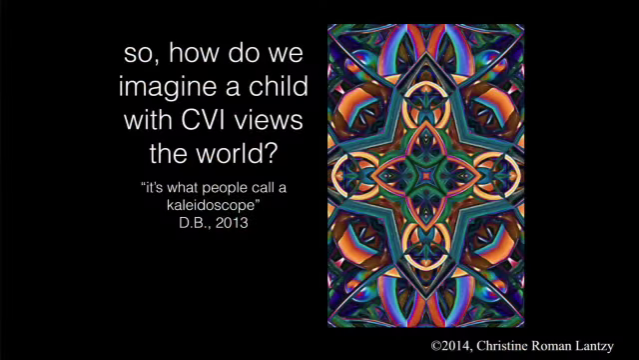So, you see a picture of a kaleidoscope here, and I have this image because I think most of us have often wondered, how does a child with CVI view the world? How do they see? And I have a quote here from a person I met in 2013, an adult who was born with CVI, and she says, it's what people call a kaleidoscope. In other words, a meaningless, random, maybe even interesting pattern of color and image and shape. But if I look at this image of a kaleidoscope and someone says, what is that picture called? Other than kaleidoscope, I don't really have any names for what those pieces are.